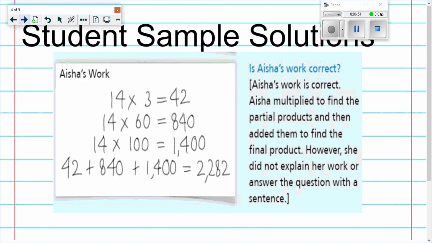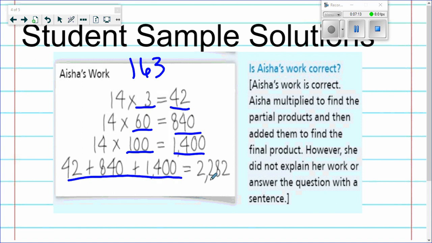This is Aisha's work. And for Aisha, she multiplied 14 times 3, 14 times 60, and 14 times 100. Where she got these numbers was from our 163. So she got partial products, she added those together, and when she did, she also got 2,282 cans.